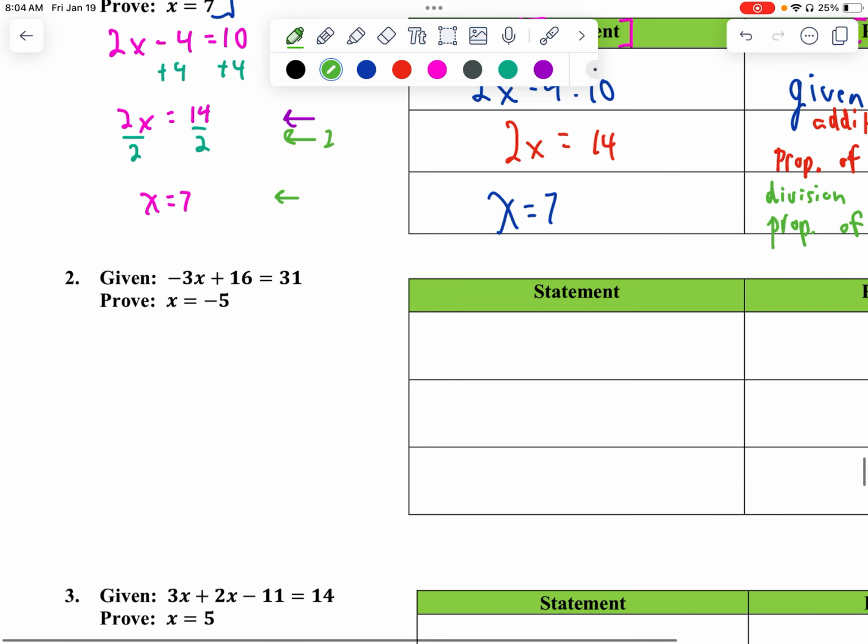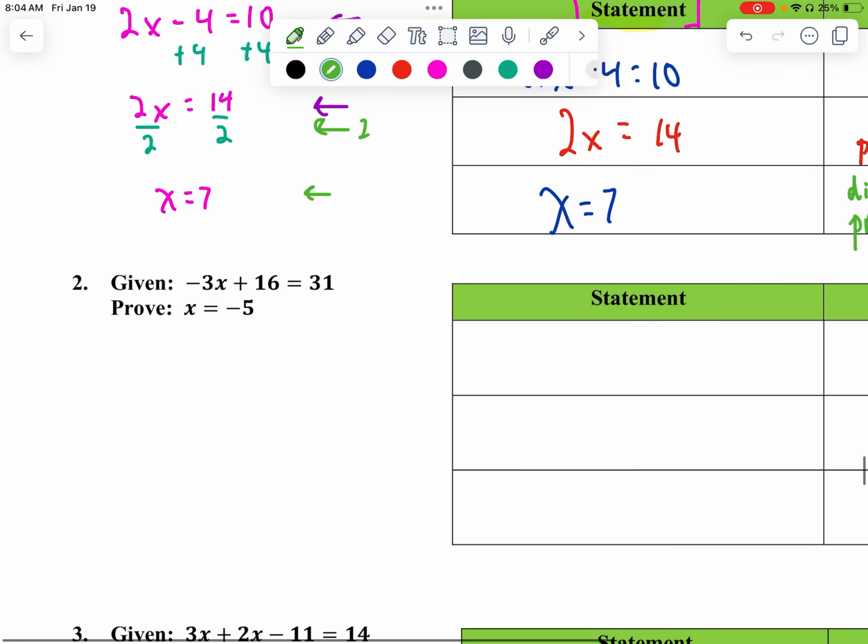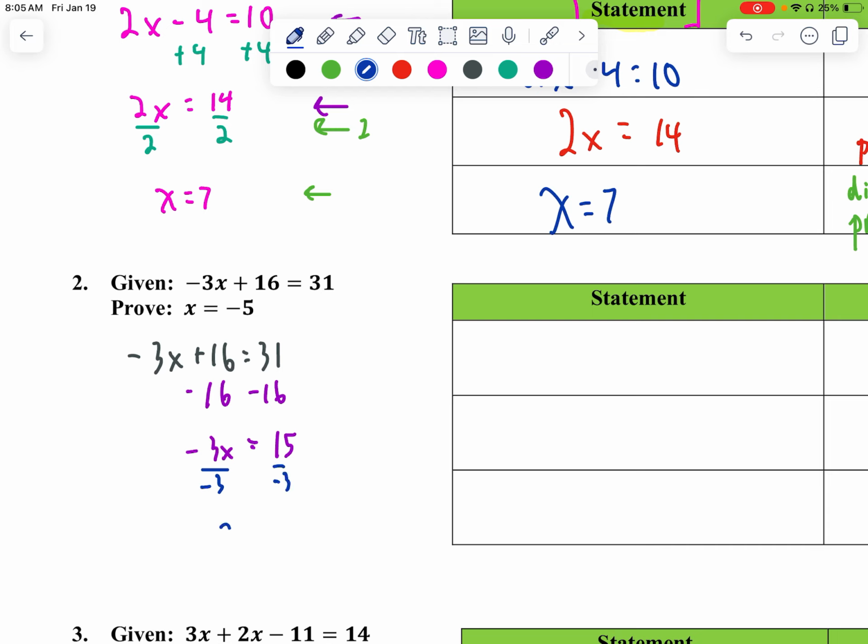Next question over here, our given is negative 3x plus 16 equals 31. If we wanted to solve this, it's going to be very similar to our previous question. We would subtract 16 on both sides to get negative 3x equals 15, and then we would divide both sides by -3 to get x equals -5. And again, our proof statement's telling us that x equals -5, so we know we got the right answer right off the bat.